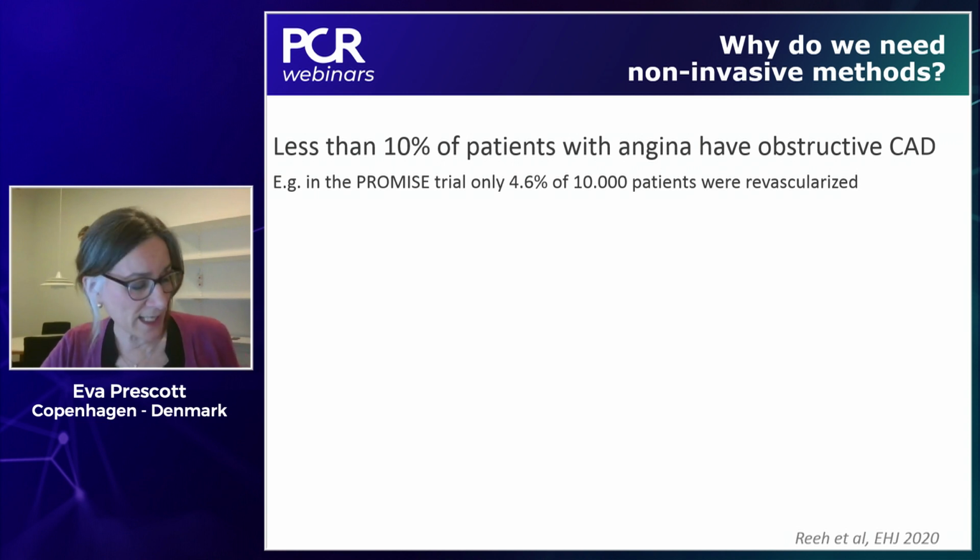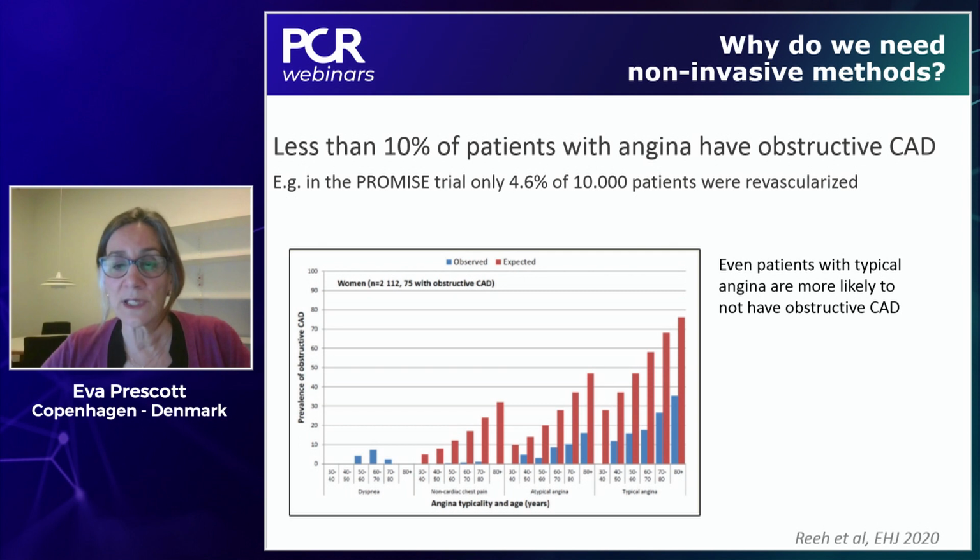And we would normally say that most of these patients, if they don't need revascularization, should not go to the cath lab. That may change in the future when we get treatment of microvascular angina, but for now, those are the guidelines. If you look at the blue bars there at your right, you've got those with typical angina, and even patients with typical angina who are elderly are still more likely not to have obstructive coronary artery disease than to have obstructive coronary artery disease.